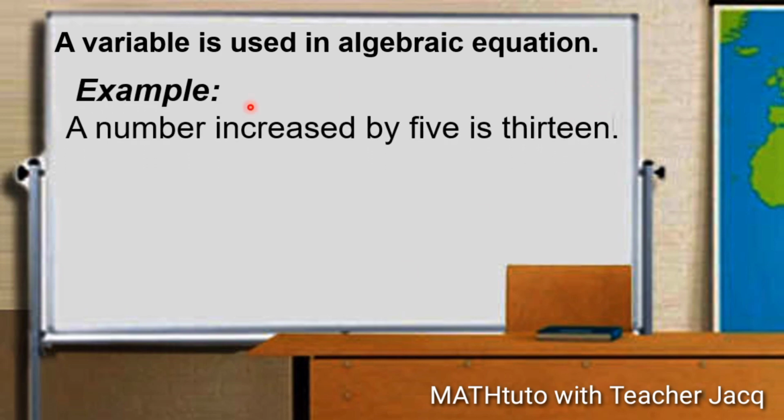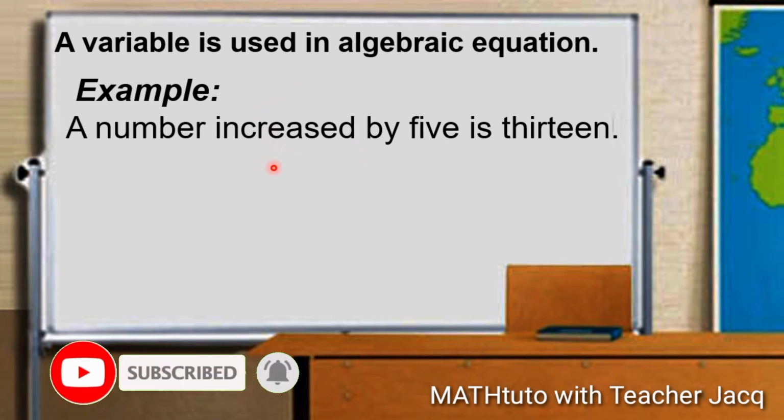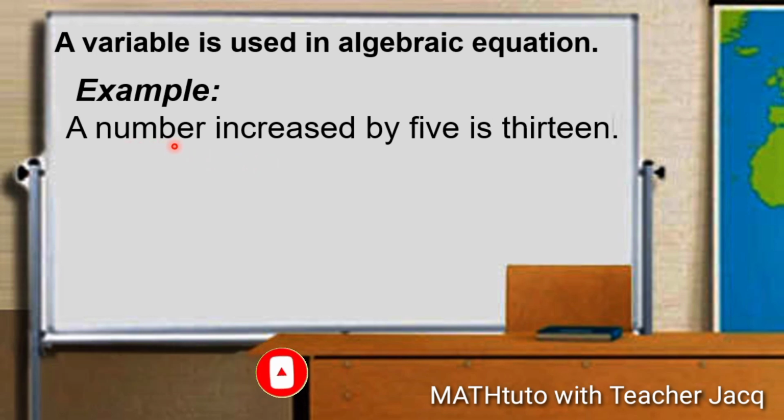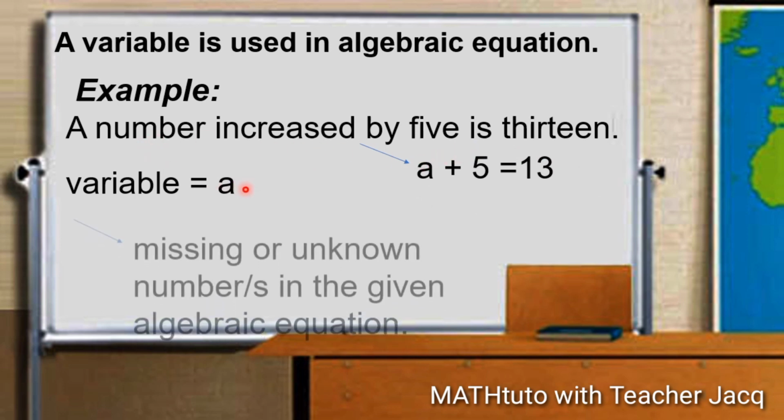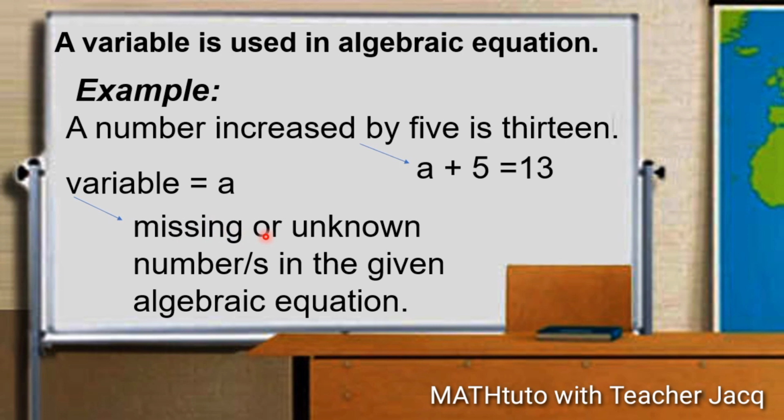So let's have another example. A number increased by 5 is 13. So tignan natin yung word na increased. It is associated with the plus symbol or addition symbol. And let a be the number. So let's have our algebraic equation. a plus, para dun sa word na increased, and then 5 is equal to 13. So our variable here is a. Again, when we say variable, it is the missing or unknown number in the given algebraic equation.